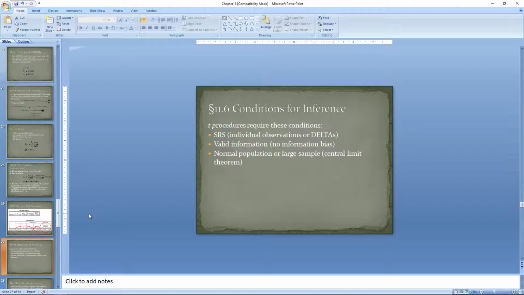Now moving on to conditions for inference. So t-procedures require these conditions. They require a simple random sample, individual observations, or deltas. They need to have valid information, no information bias, and a normal population or large samples, which will be part of the central limit theorem. These are the conditions for inference.